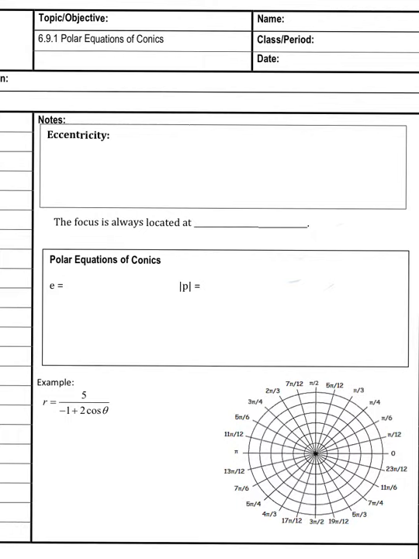These are your notes for Chapter 6, Section 9. The essential question is, how are conics in polar form graphed?